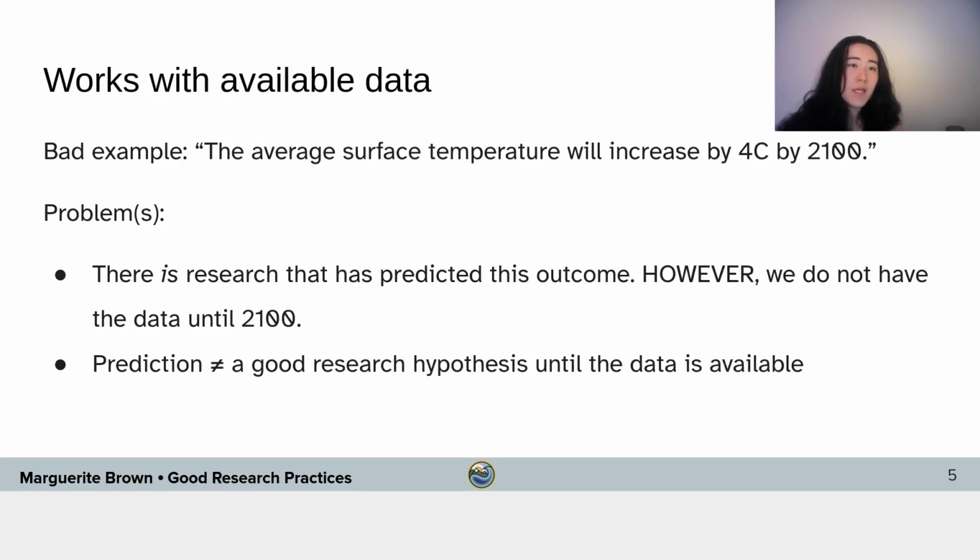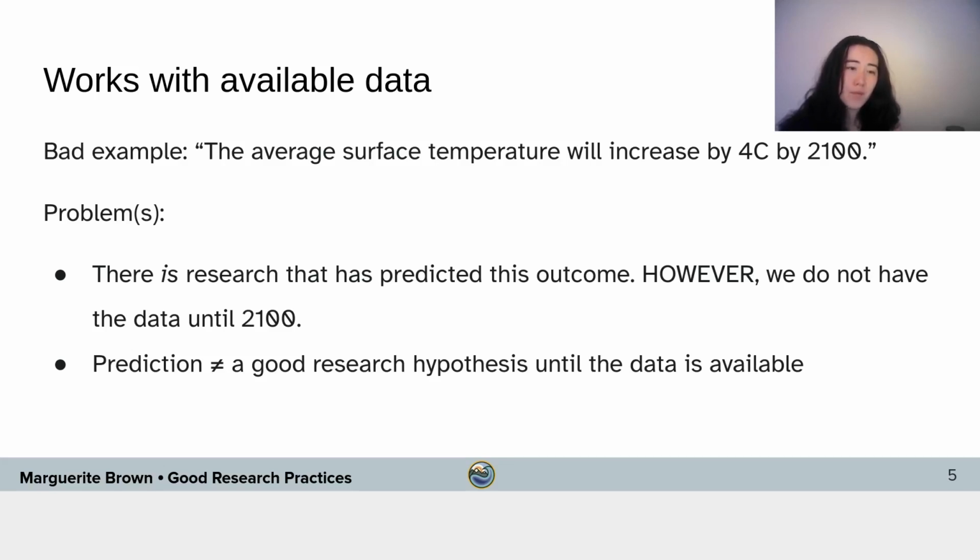Finally, we want a hypothesis that works with available data. As a bad example, let's consider the average surface temperature will increase by 4 degrees Celsius by 2100. What are the problems with this? While there is research that has predicted this outcome, we do not have the data until 2100.